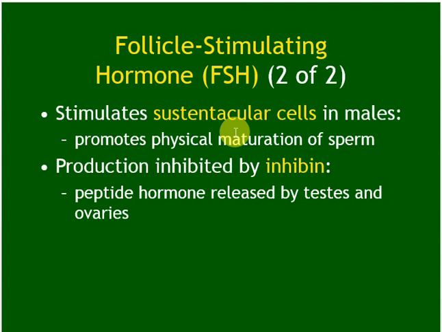This is the most important part of this chapter. So FSH goes to the sustentacular cells that will promote the maturation of sperms. Its production is also inhibited by inhibin, which is secreted from the testes.